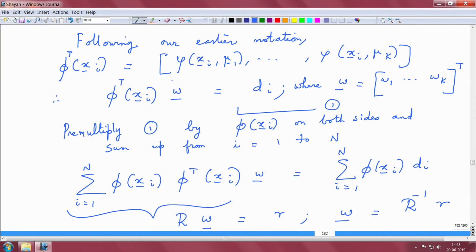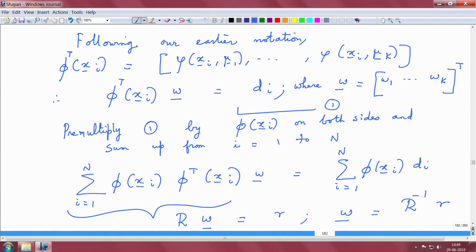So, following our earlier notation, we have phi transpose of xi is phi of xi comma mu 1 so on till phi of xi with mu k. That means we have k cluster centers that can be found through some clustering algorithm, and I will discuss the k-means algorithm following this as a way in which you can realize these clusters. So, I can compute phi of xi comma mu 1 dot dot dot till phi of xi comma mu k, and that is my vector phi transpose of xi.